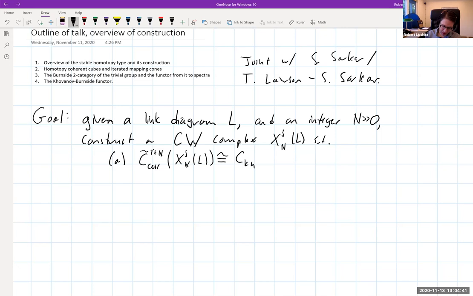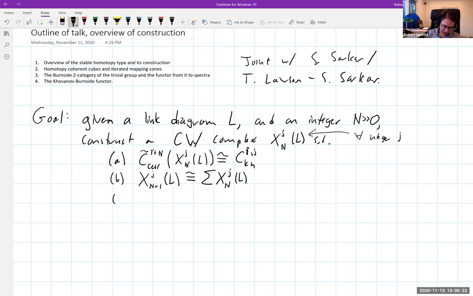the ordinary Khovanov complex in grading i, j. I should say this is for each integer j. So I'm constructing one CW complex for each quantum grading. The dependence on N is very simple. So if you take X_{N+1}^j, if you just increase N, that's just the suspension of X_N^j.